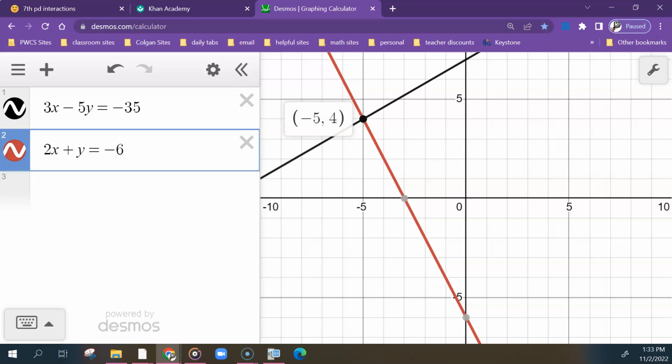Any Desmos questions, calculator questions? Or anything else we need to see, go over, have questions about.